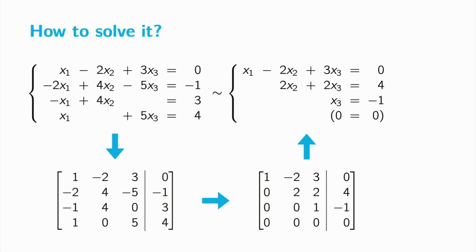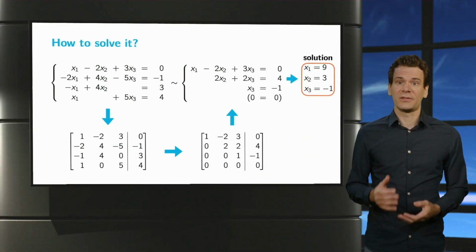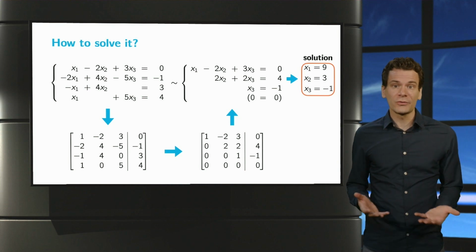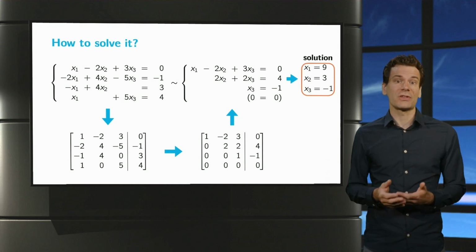The third equation tells right away that x3 equals -1. Then from the second equation it follows that x2 equals 3, and then the first equation tells us that x1 must be 9. And since row operations do not change the solution set, this is also the solution of the original system. You can check this yourself. The procedure that I showed you works in general to put any augmented matrix in echelon form.